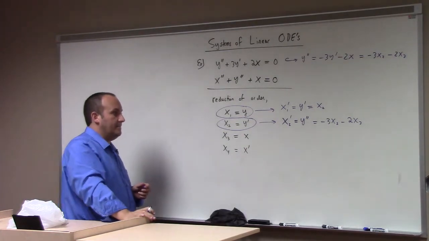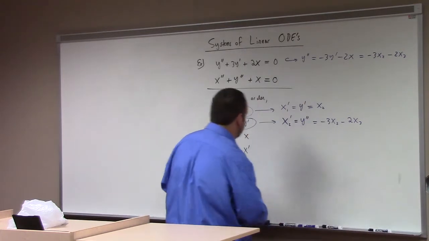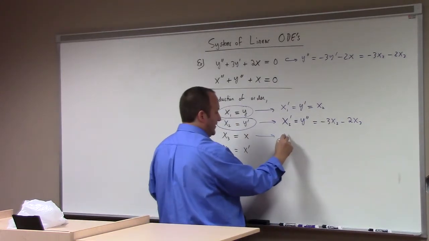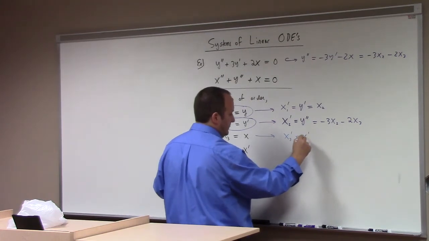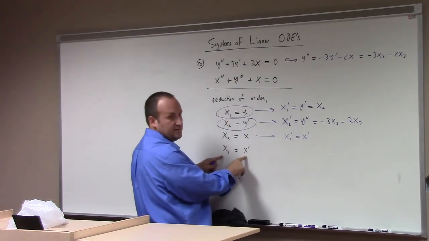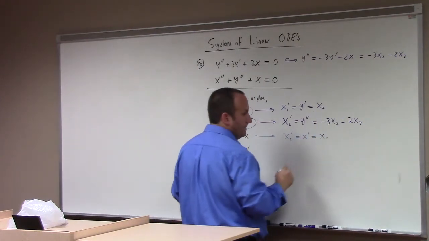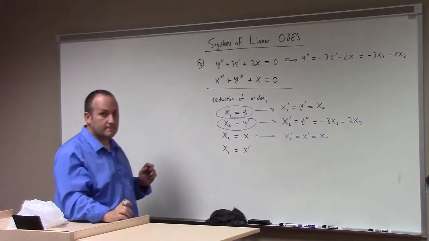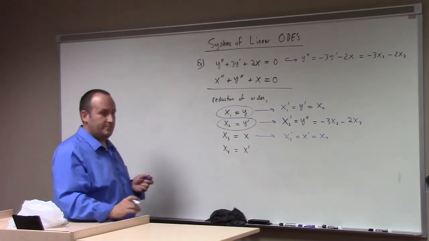How about x3 prime? What's x3 prime equal to? That'd be x prime, right? But what was x prime? X prime we said was x4. So x3 prime is equal to x4. And how about x4 prime? What's that going to give us?